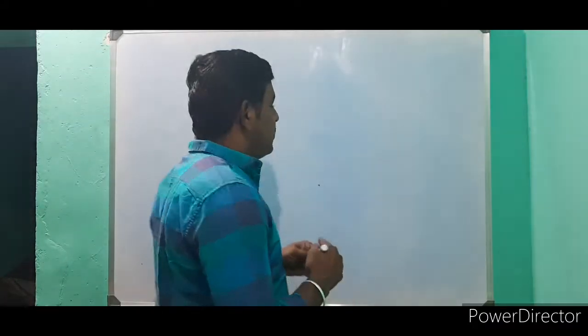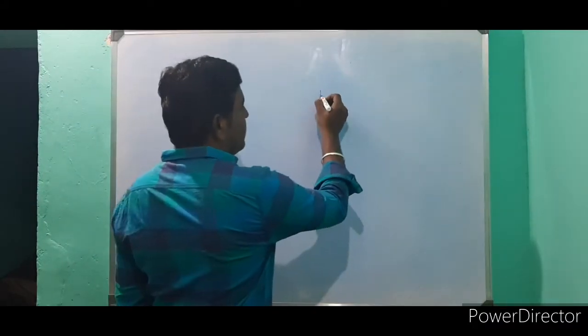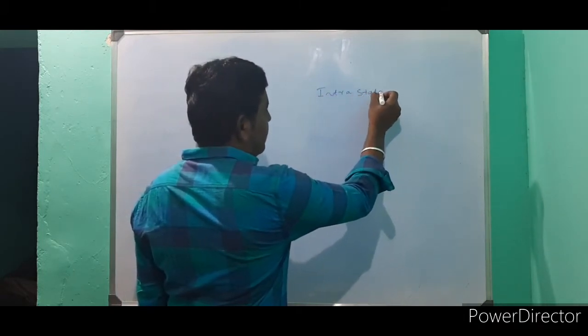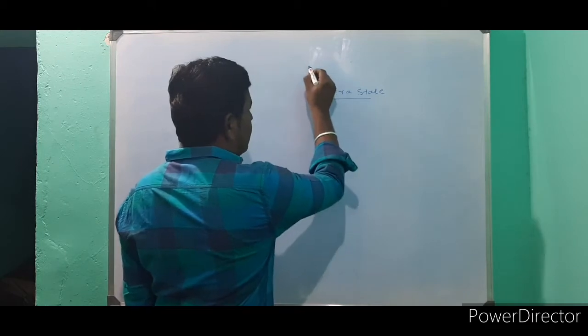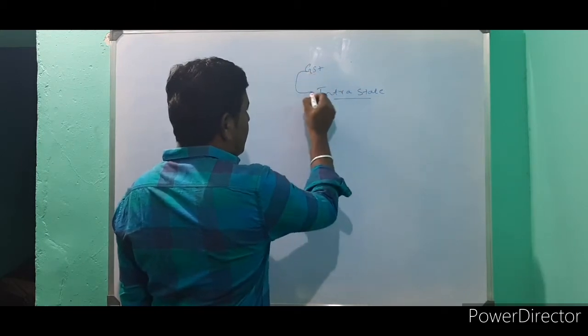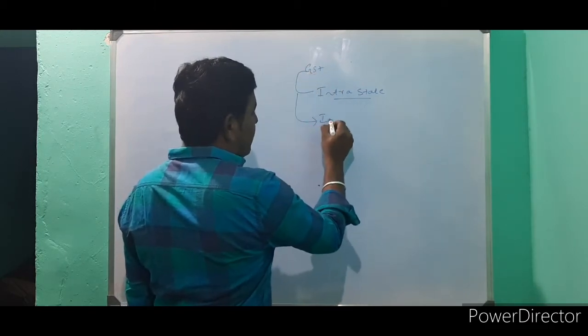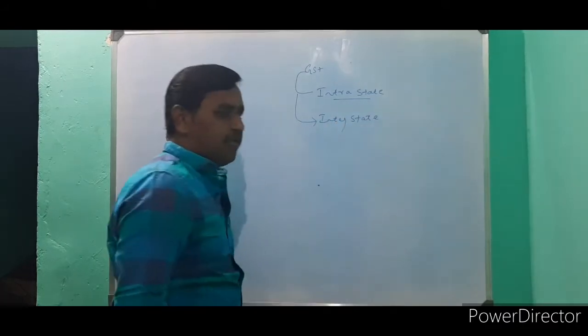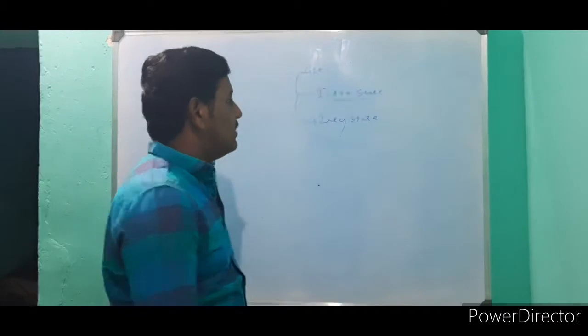So in the first part we learned what is meant by GST and how to find GST. In that GST, two important things are intra-state and inter-state. You have to mind these two points, they are very important in the GST chapter.